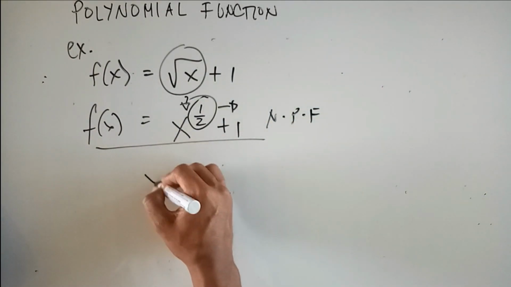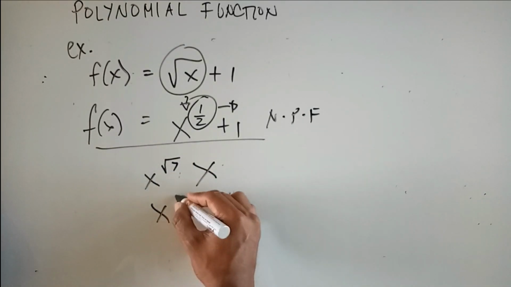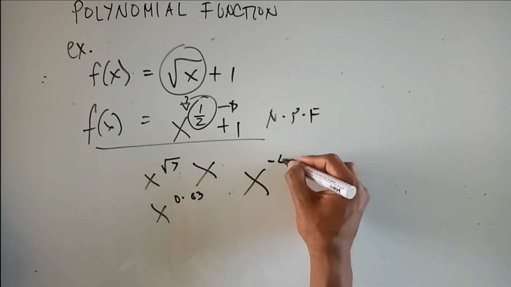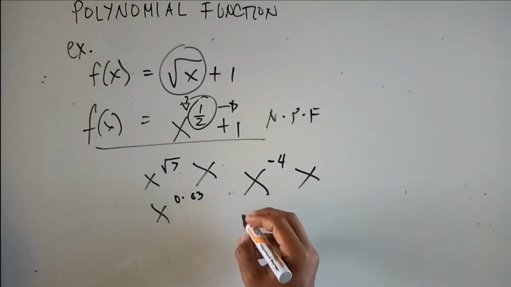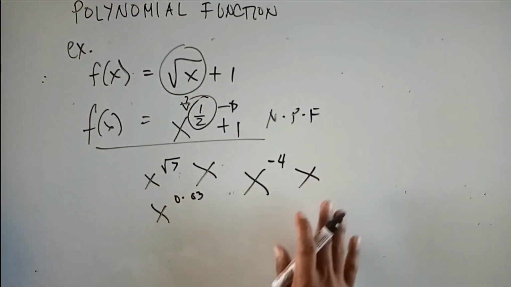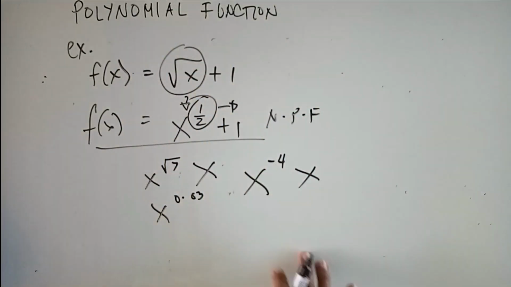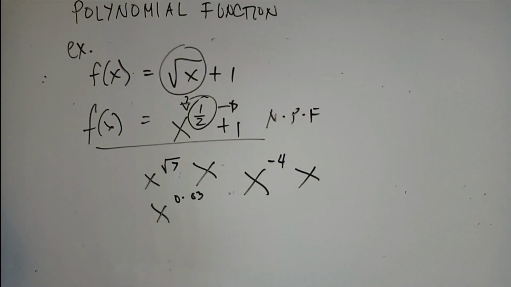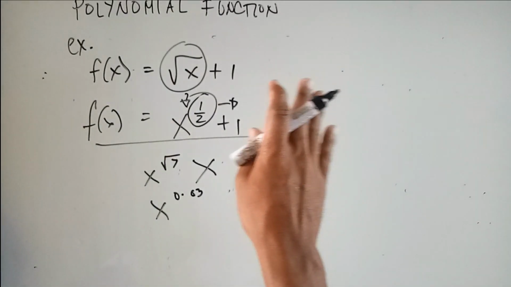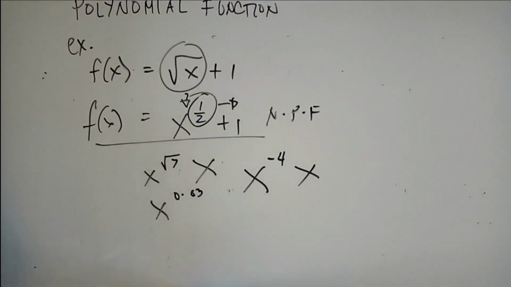For example, you have x to the square root of 7, this is not a polynomial function. For example, you have x to the 0.03, that's not a polynomial function. X raised to -4, that's not a polynomial function. The only thing that you will remember in a polynomial function is the exponent is always a whole number starting from 0 and above. No negative, no radicals, no fraction, nothing aside from whole numbers or counting numbers.